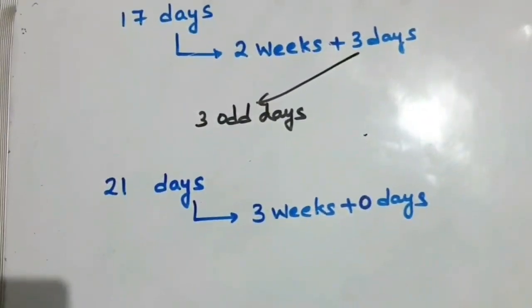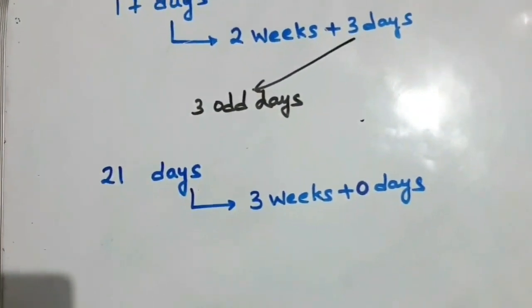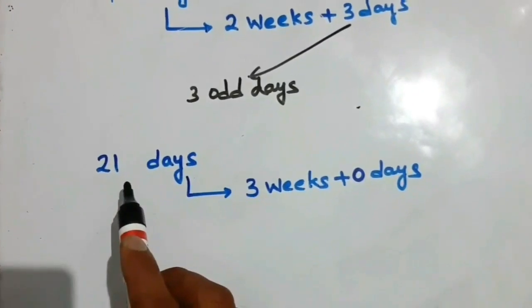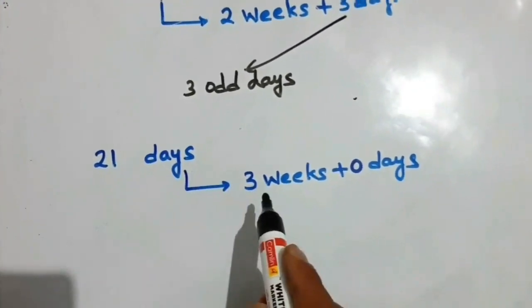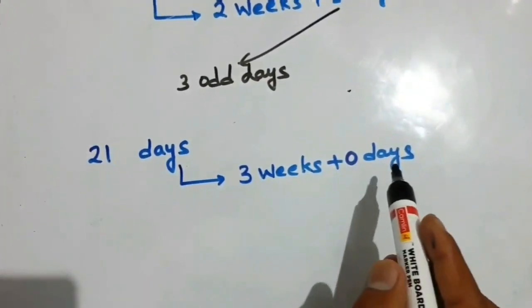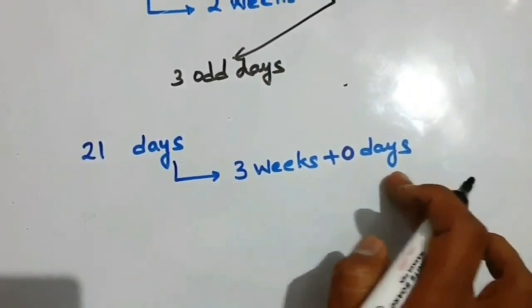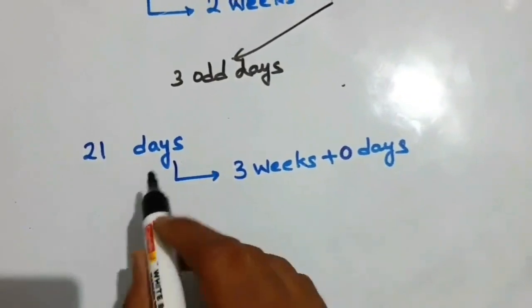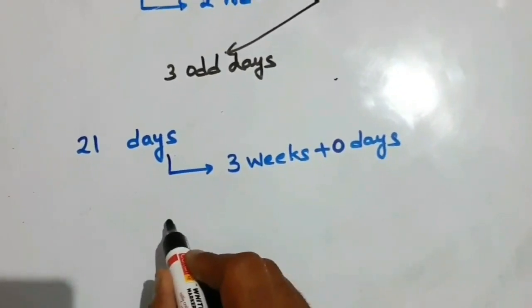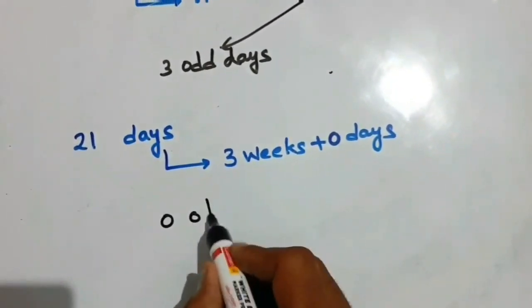Now I am going to check how many odd days are there in 21 days. So I can write 21 days as 3 weeks plus 0 days. So apart from complete weeks, the remaining days are called odd days. So in 21 days, there will be 0 odd days.